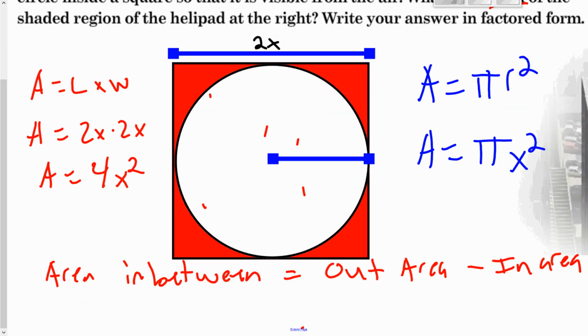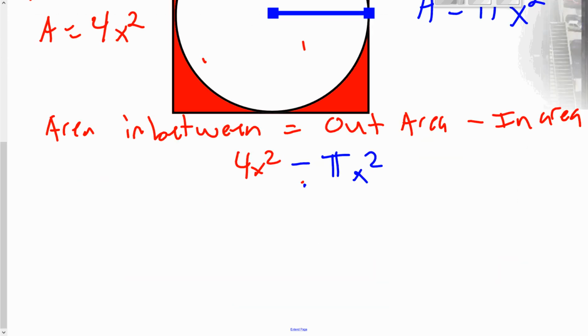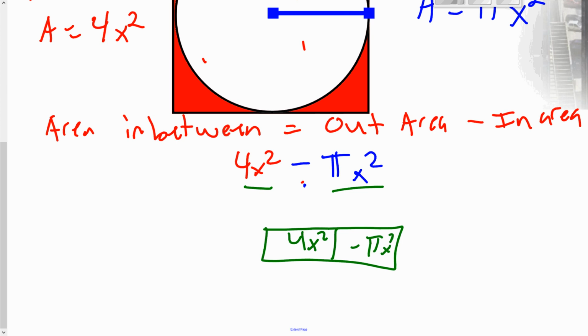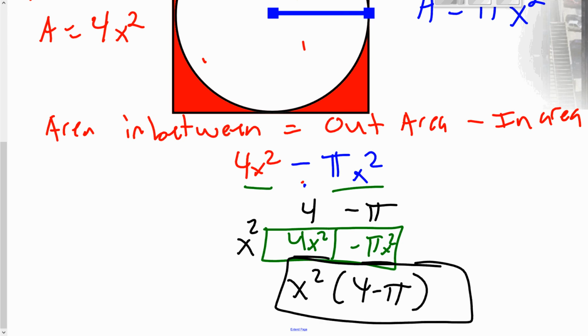So the area of the outside is 4x squared, and I'm going to subtract the area of the inside, which is pi x squared. So here, even though they both have x squareds, the pi, right, represents 3.14, so I don't want to subtract that from 4. So look at these. What can I factor out? Same thing as before. I have my area, 4x squared minus pi x squared. What's the same in both of these? An x squared. So I can take out an x squared. What's left? A 4 and a minus pi. So write it in factored form. So there's your answer. There's the area of the red.